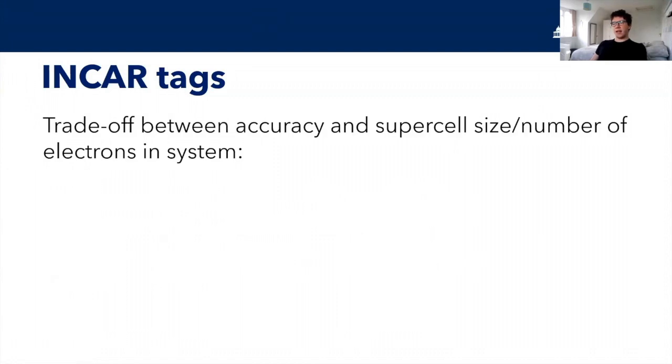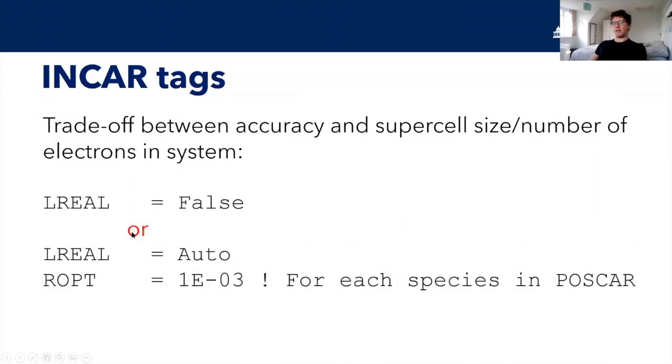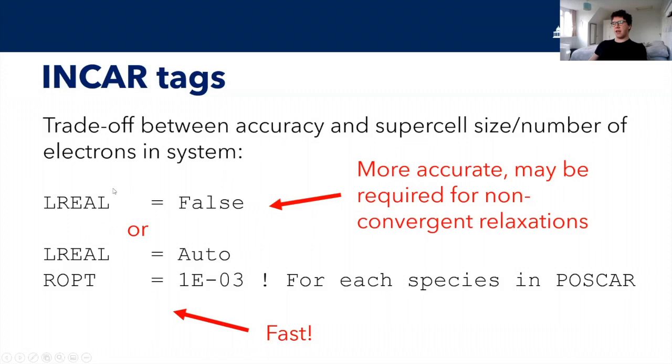The next tag that we will look at is LREAL, and this is basically another level of accuracy in the calculation. For really big supercells, or if you're not too worried about how much it costs, then LREAL equals false will give you a more accurate energy, at a slight increase in cost. Or if you've got a particularly large supercell, or you're not too worried about really accurate energies, then you can use LREAL equals Auto, and then ROPT equals this. So say you had 3 different species in your supercell, you would need 3 times this tag here. So this is a much faster setting for your calculation, but LREAL equals false might be required if your relaxation is particularly tricky.